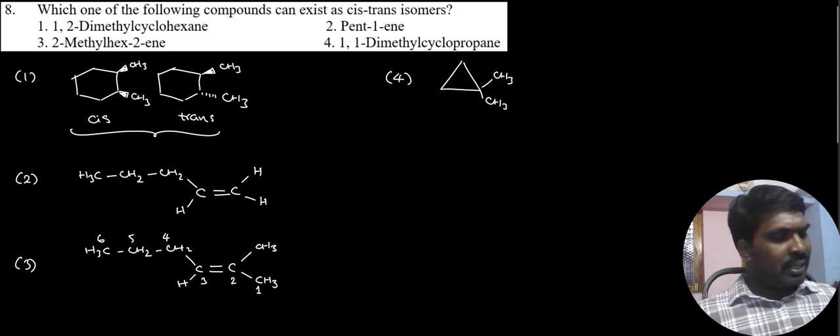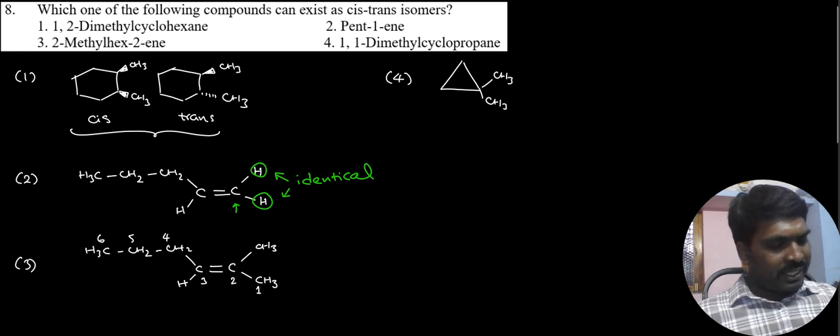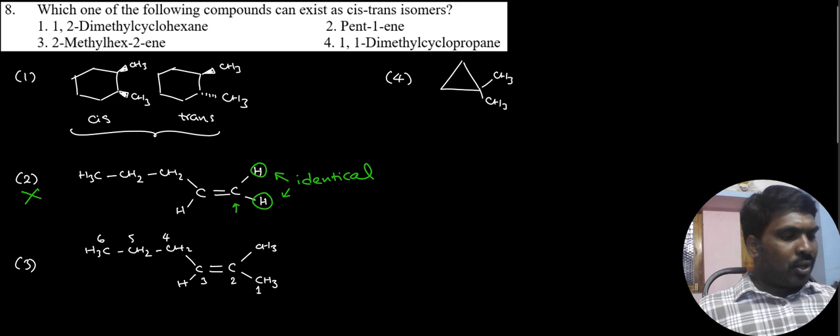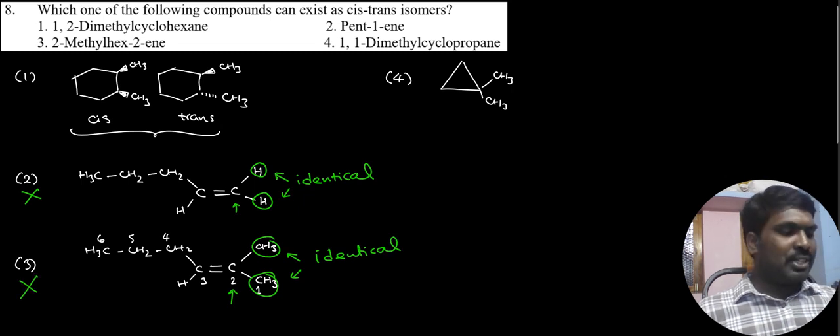Now moving to the second option, pent-1-ene. Here on the same double bonded carbon atom, two identical hydrogen atoms are there. So it could not exhibit geometrical isomerism. Now moving to the third one, 2-methyl-hex-2-ene. Here also on the same double bonded carbon atom, two identical methyl groups are there. It could not exhibit geometrical isomerism.